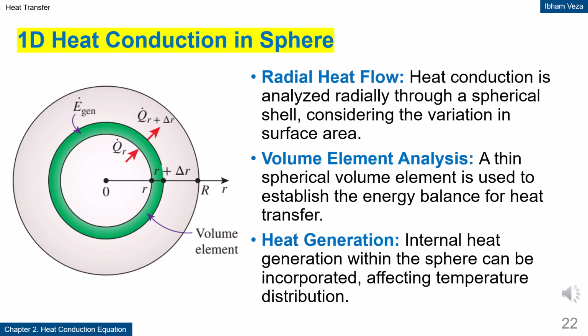1D heat conduction in sphere. In a sphere, heat flow also occurs radially, with surface area changing with radius. An energy balance is applied to a thin spherical element. The effect of internal heat generation can be included in the analysis. The rapid change in surface area influences the shape of the temperature distribution. This case is important for particles, fuel spheres, and spherical systems.